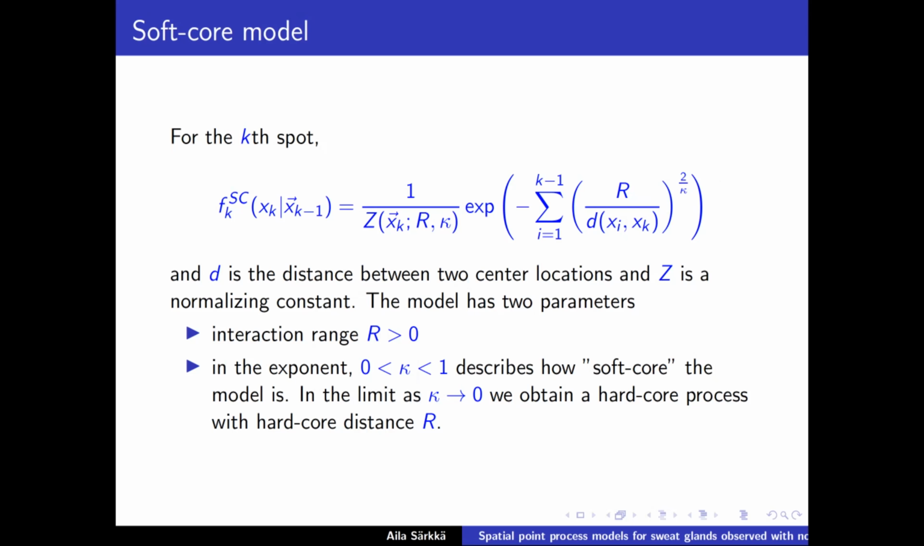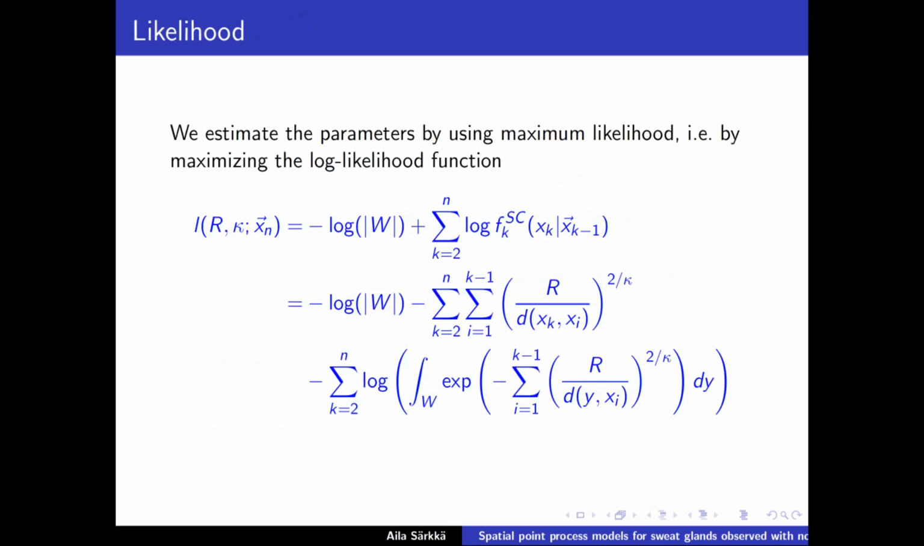So now we have a model with two parameters, the interaction range and the soft core parameter kappa, and we should estimate those. In our case, we are lucky: we have a density function, we can write down the likelihood and use the traditional maximum likelihood method to estimate the parameters. It's a little bit confusing, by the way, that if I see ML, I still think about maximum likelihood and not machine learning. But that's a problem with abbreviations.